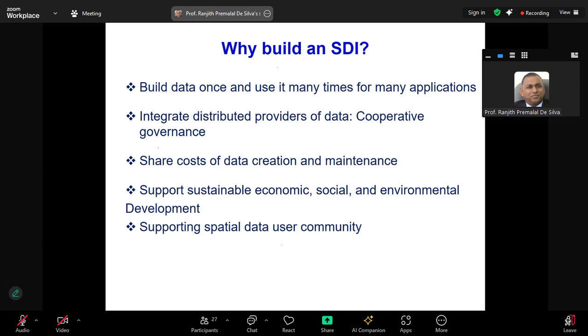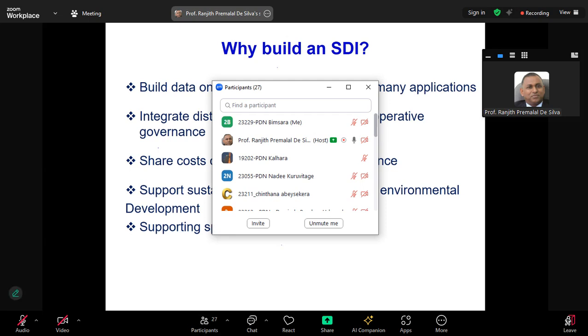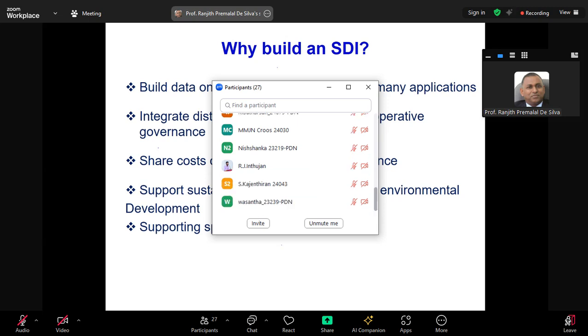What happens is, if you share the cost with others, if you allow others to use the same set of data, that will help you to share the cost with other users. So it will be a very marginal cost for you. And also you will get funds to maintain, update the data, put new data in, and then maintain the data source continuously. And not only that, when you share the data, it will support the sustainable economic, social, and environmental development.